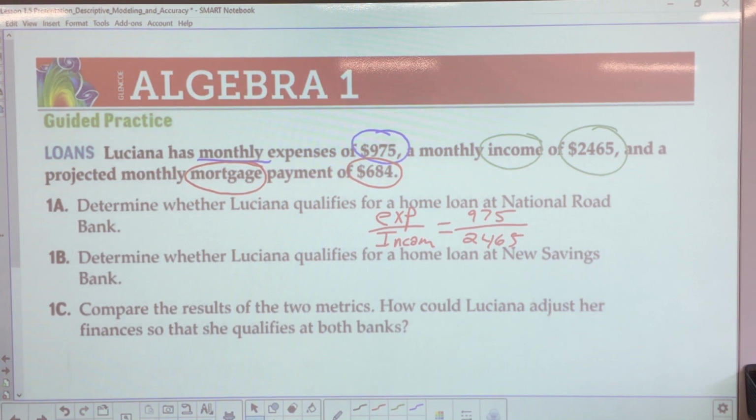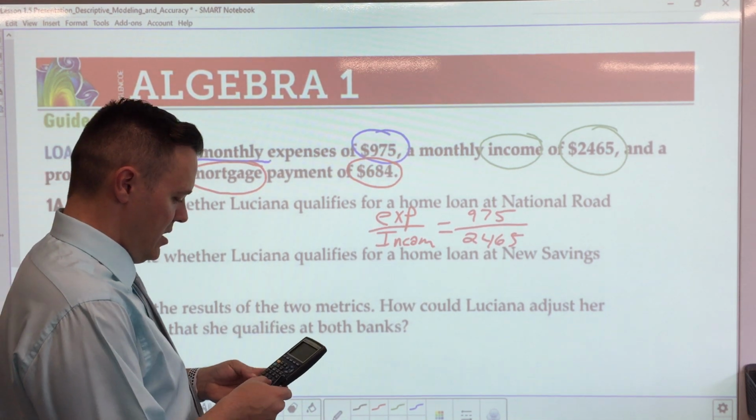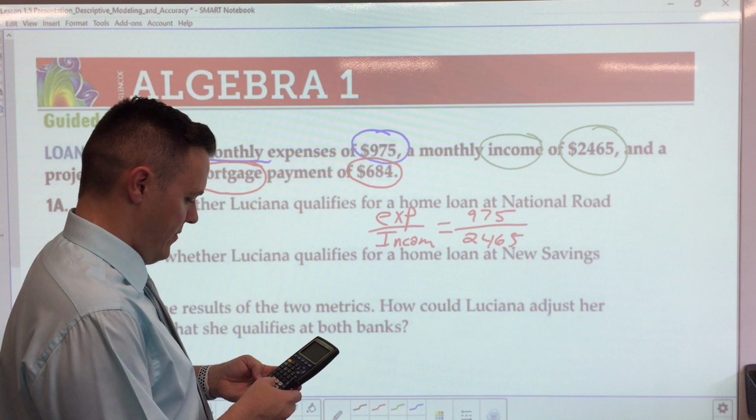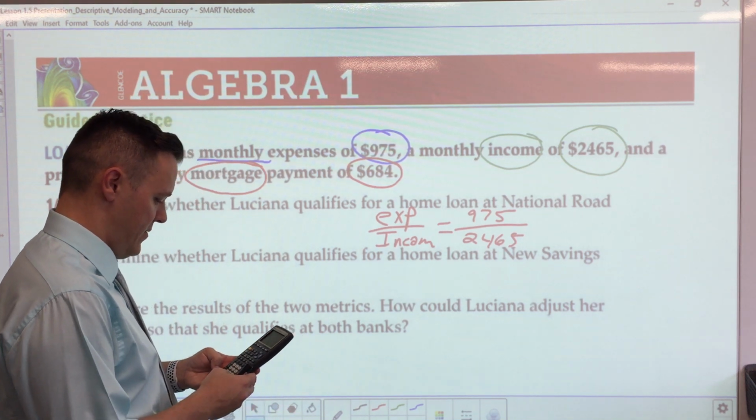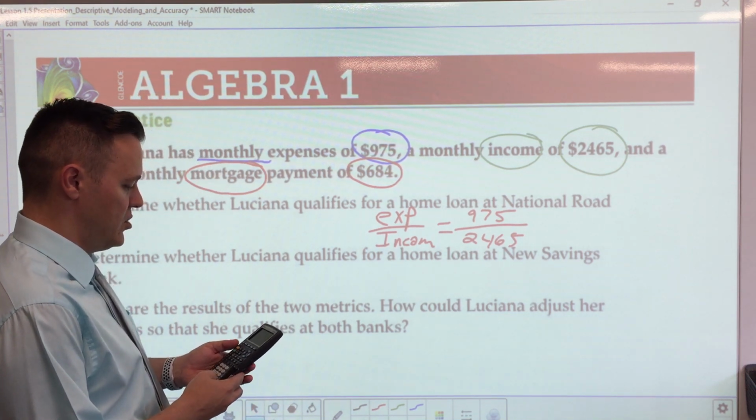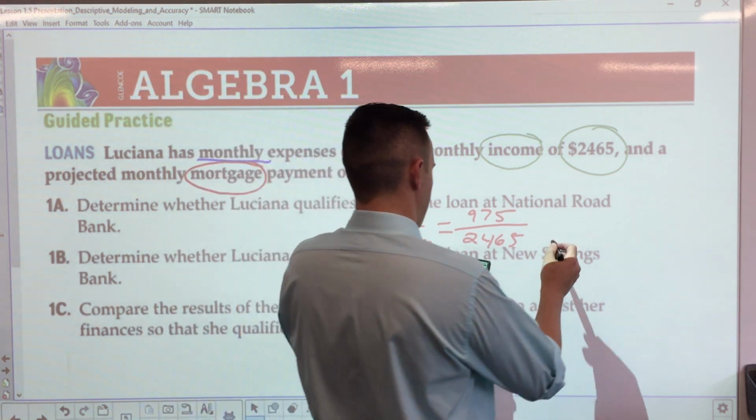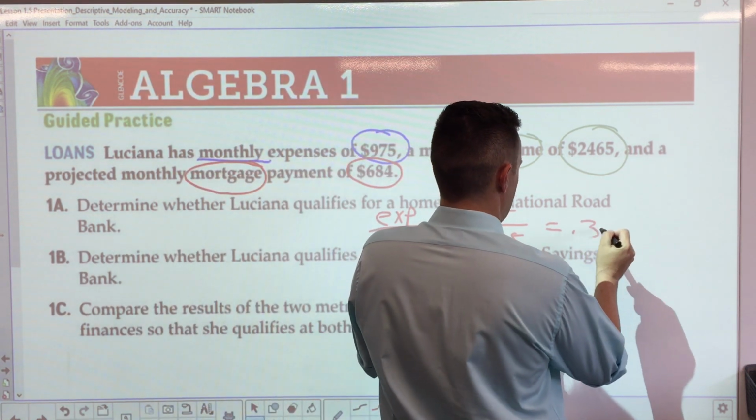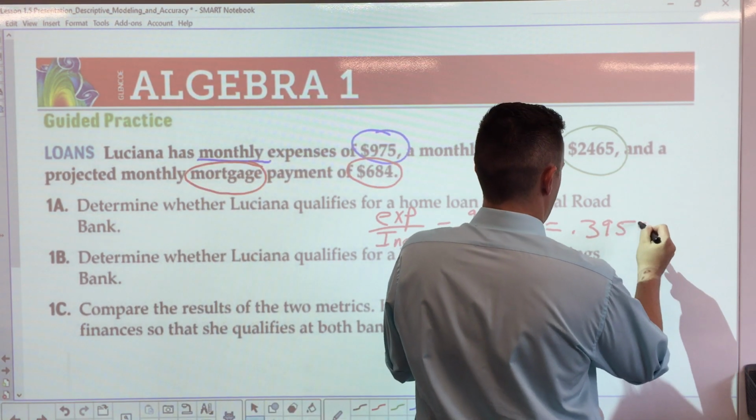Then, ladies and gentlemen, sorry I walked away, get your calculator out. I got 975 divided by 2465, and I got a ratio of 0.3955.